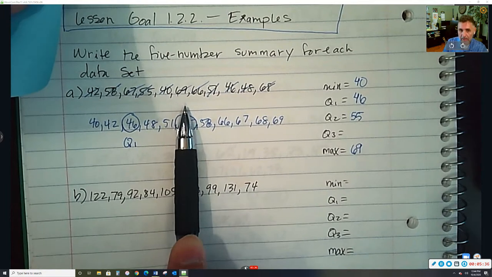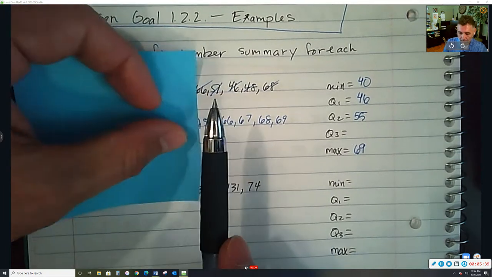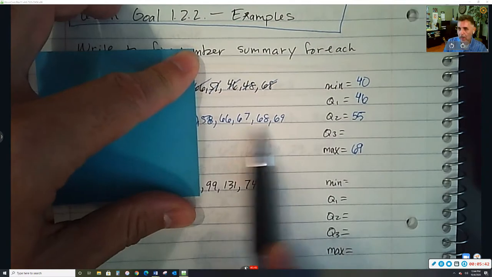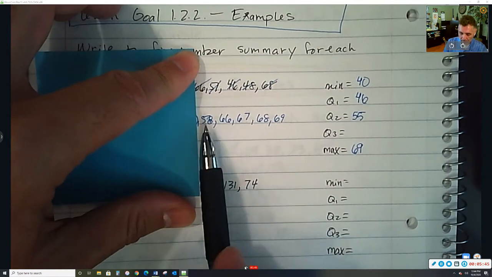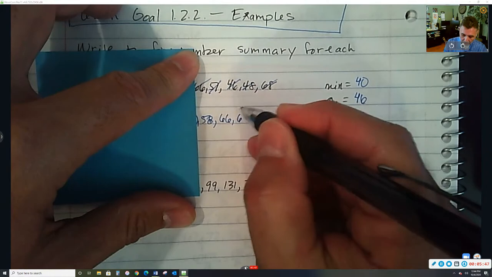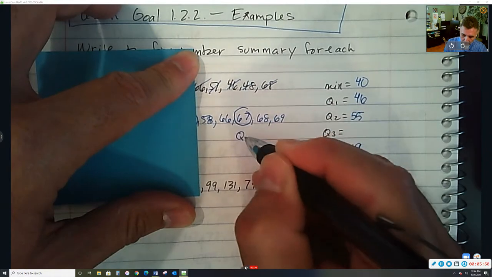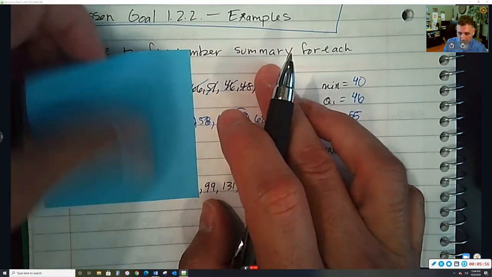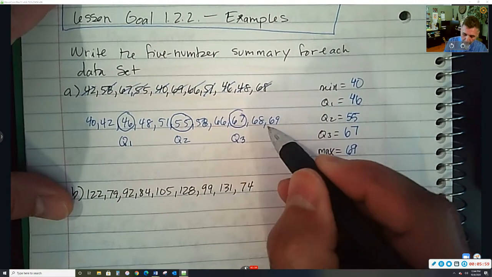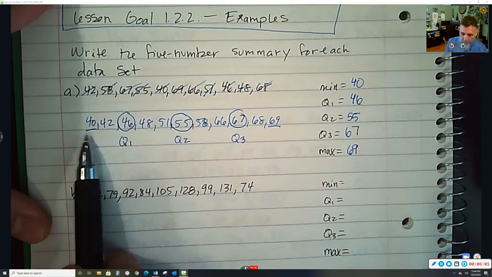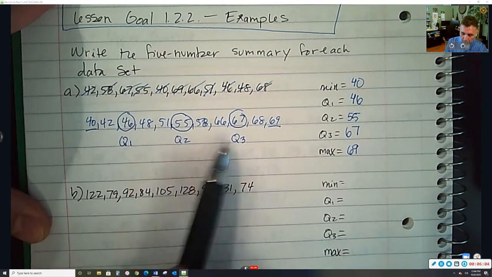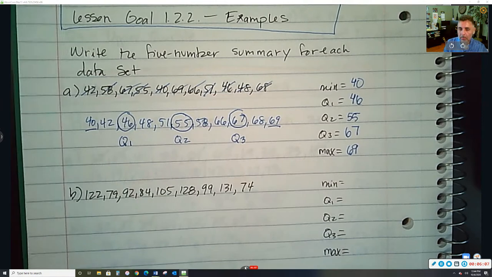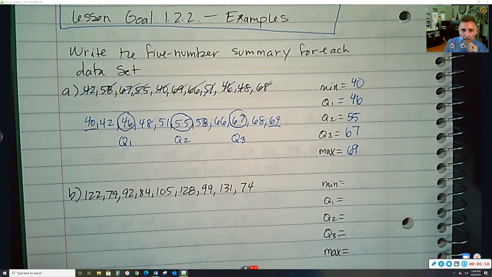And then to find the upper half, again I'm going to cover this because it's the middle, right? So now this is my upper half basically. 1, 2, 3, 4, 5. So I know my Q3 is here. So that's 67, right? And those are the 5 numbers. That's the 5-number summary. Minimum, Q1, Q2, Q3, maximum. Okay. Make sure you copy that.